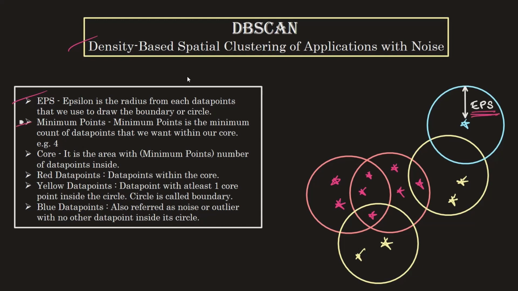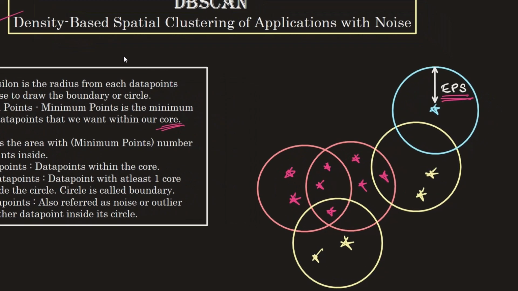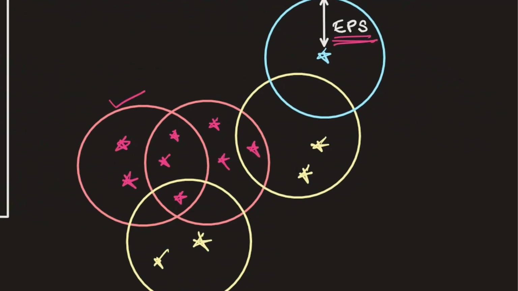Second is minimum points. It is the minimum count of data points that we want within our core. In simple words, any circle with at least the minimum points, for example we are considering 4 over here, will be defined as a core. You can see this particular circle has more than 4 data points. This particular circle has more than 4 data points.